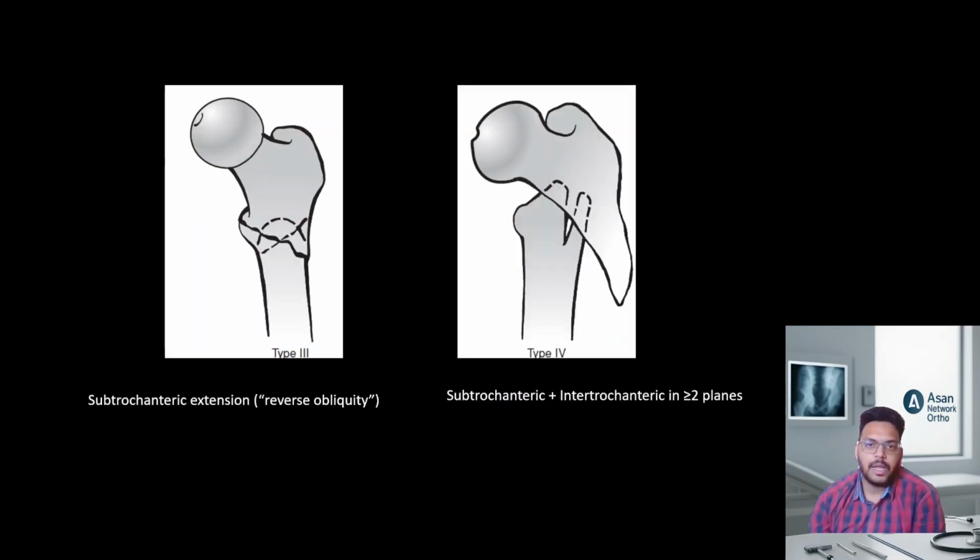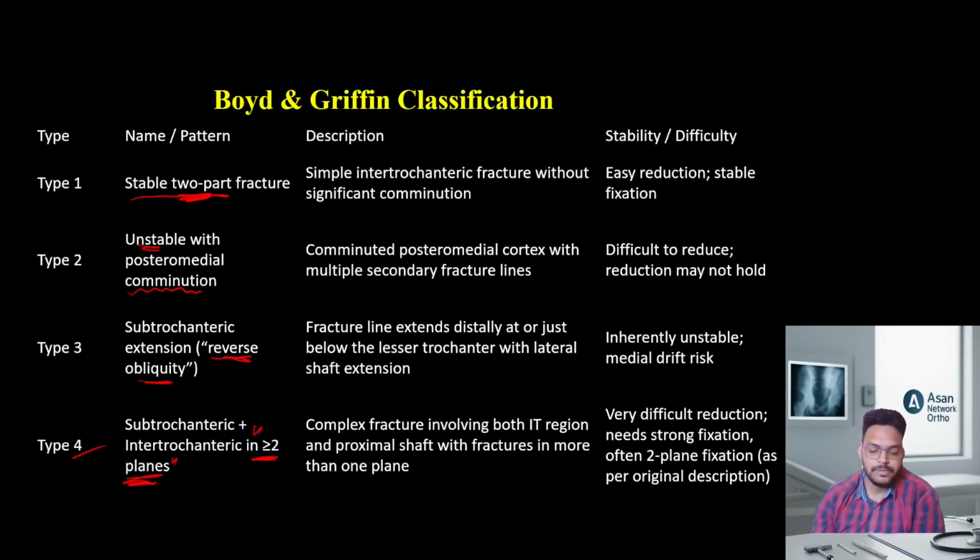Okay, then type 3 is a reverse oblique fracture with a minimal subtrochanteric extension. Then type 4 is a subtrochanteric and intertrochanteric fracture with fracture in more than 2 planes. Here is one plane and here is one plane. These are the 2 plane fractures that will come under type 4. Okay. So what is the description of these classifications?